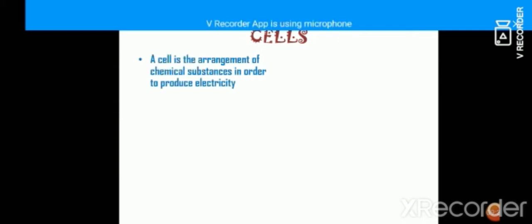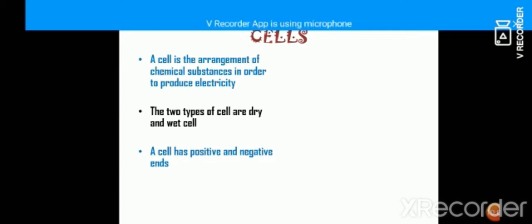So let's move to the next, which is electric cells. What are electric cells? A cell is the arrangement of chemical substances in order to produce electricity. When chemical substances are arranged in order to produce electricity, we call it a cell. We have two types of cell: wet cell and dry cell. I'll show you the diagram later.